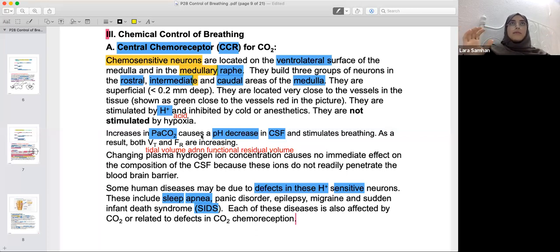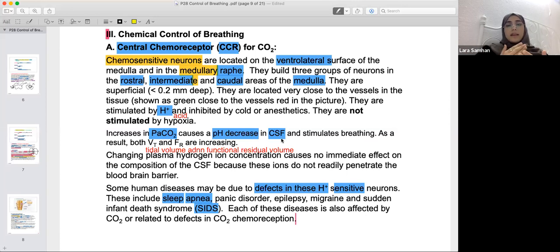So we don't want the body to be accumulated by CO2 and then have H+. We don't want to have hydrogen ions. We want to have normal physiology. We don't want the body to be acidic. So once this CO2 increases, once this H+ increases or the pH decreases, that means it's too acidic, this will definitely be sensed by the CSF, the cerebrospinal fluid, which is available in the central nervous system.